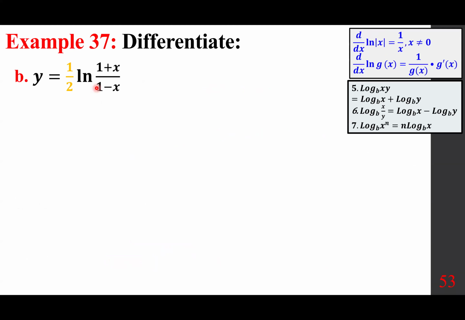Y equals 1 half ln of (1 plus x) over (1 minus x), and we want to differentiate this again. You definitely want to simplify the log by decomposing it completely. It makes it a lot easier. Otherwise, you have to flip this over and then use the quotient rule on that. Instead, 1 half remains outside. Ln of (1 plus x) over (1 minus x). We use the quotient rule and we write ln of the top minus ln of the bottom.